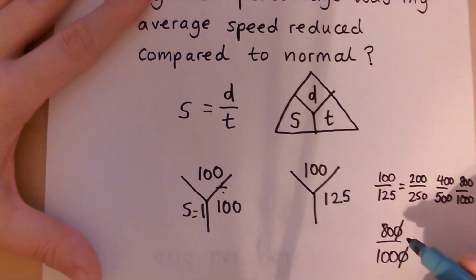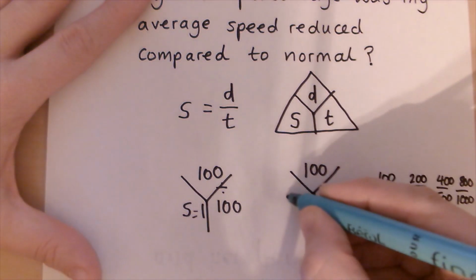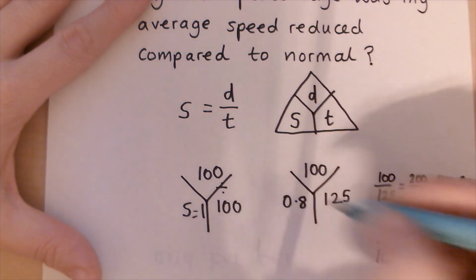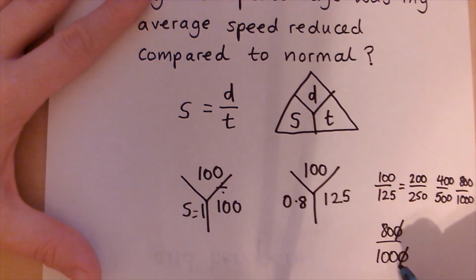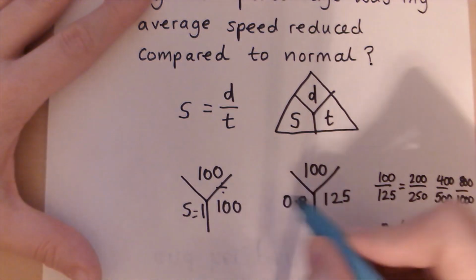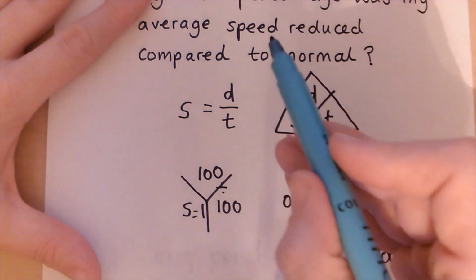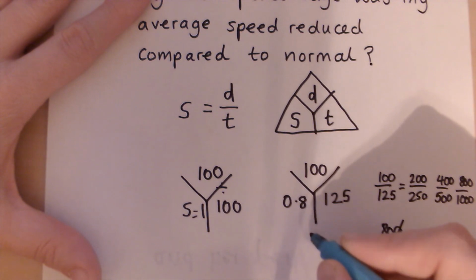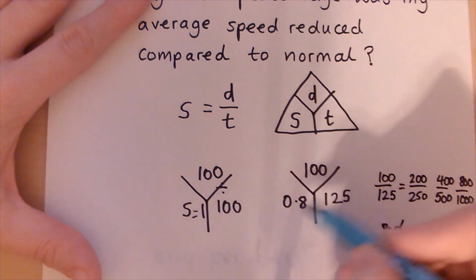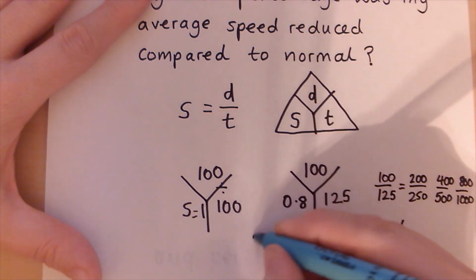So actually, if I kept going, this answer would be 0.8. And we know that 0.8 is worth 80%. So actually, if that's worth 80%, the average speed is reduced by 20%. So it goes from a whole to 0.8, which is a reduction of 20%.